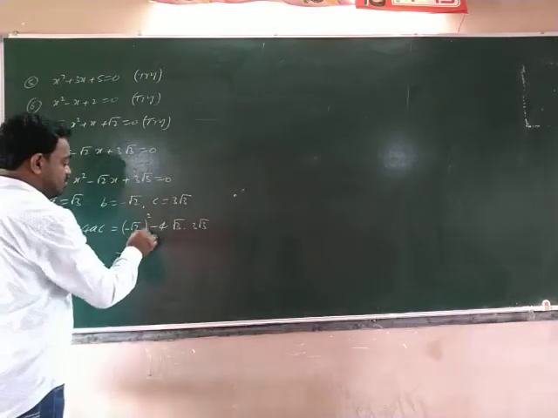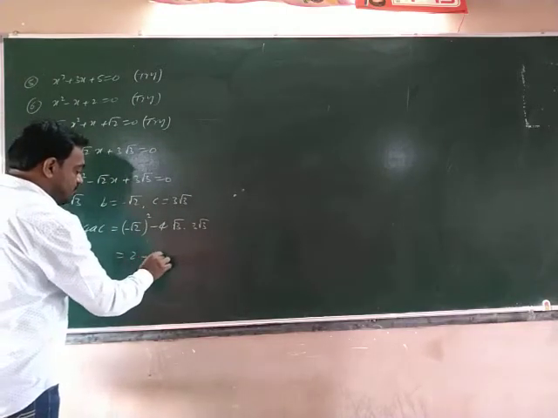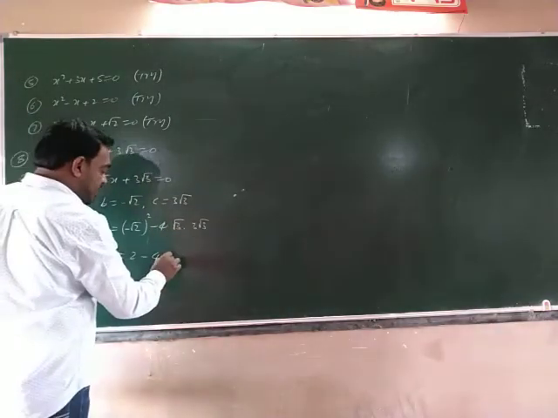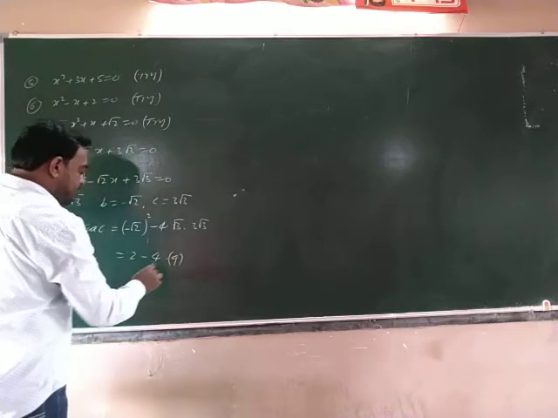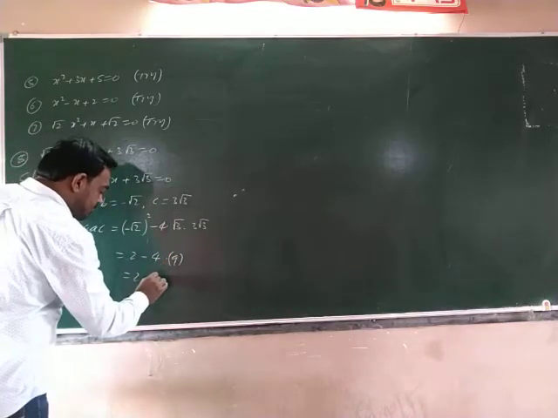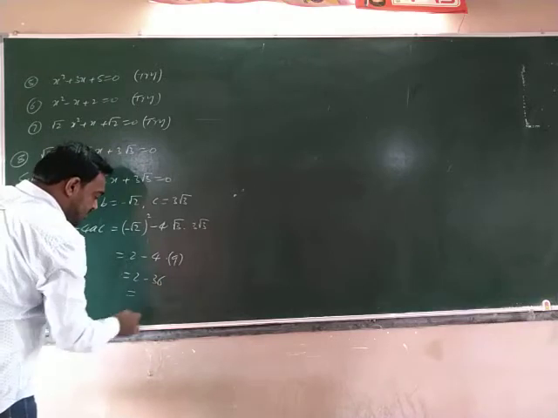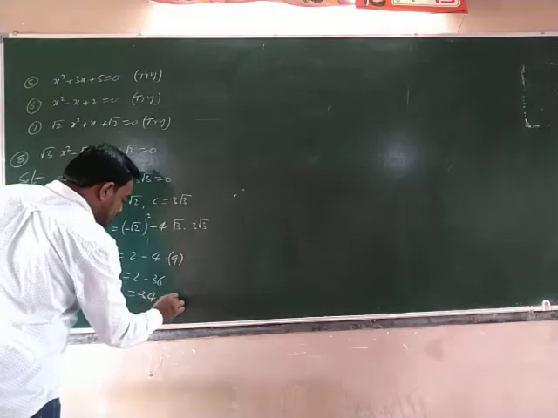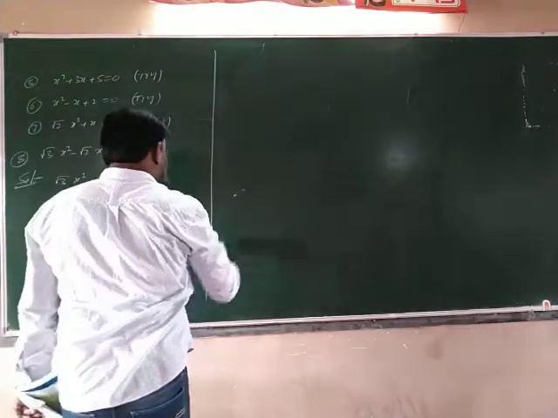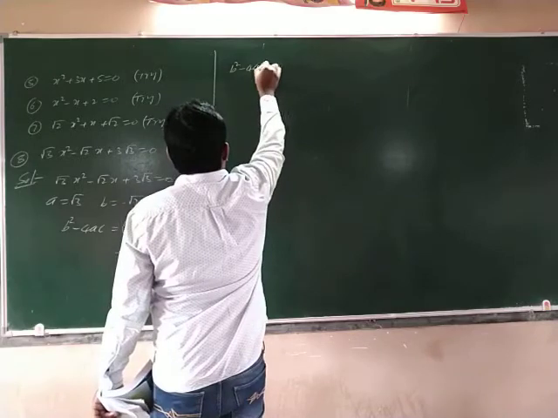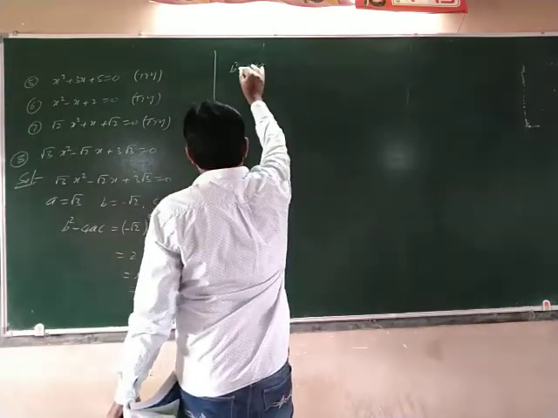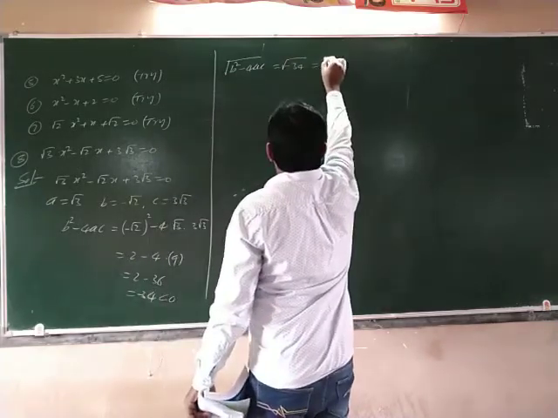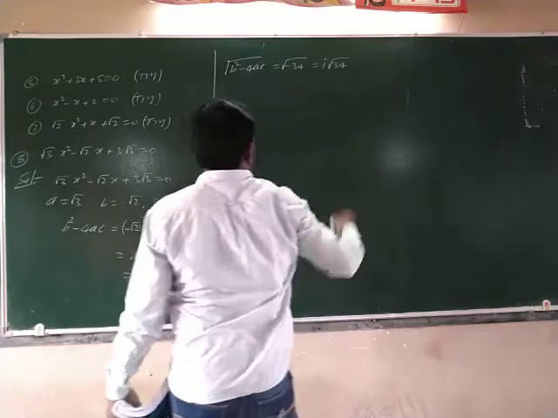So minus root 2 whole square equals 2, minus 4 into root 3 into root 3 into 3, which is 9. So 4 into 9. This is 2 minus 36, because 4 nines are 36. So 2 minus 36 is minus 34. So it is less than 0. So the square root of b square minus 4ac is the square root of minus 34, which is i into root 34.